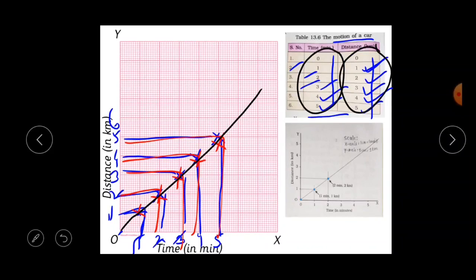Okay, so this is the distance time graph for the motion of a car. If the distance time graph is a straight line, it indicates that the object is moving with constant speed. However, if the speed of the object keeps changing, the graph can be any other shape. Okay, here I will show you.